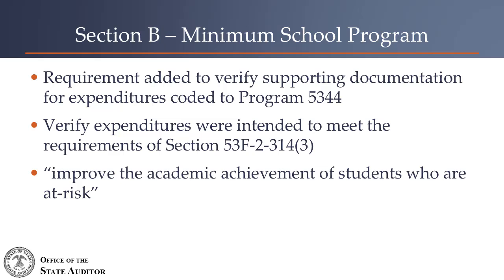In Chapter 3, Section B, under the Minimum School Program subsection, a requirement was added to review expenditures coded to Program 5344 Students at Risk add-on, and determine if the expenditures have supporting documentation showing that the expenditures were intended to meet the requirements of Utah Code 53F-2-314, subsection 3, that the money improve the academic achievement of students who are at risk as defined by statute.